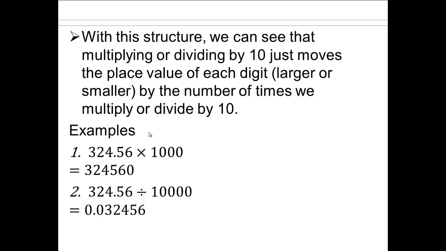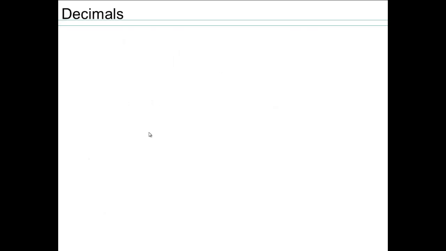So multiplying by powers of 10, like 10, 100, 1,000, makes the number big, whereas dividing by 10, 100, 1,000 is going to make the number smaller, in case you have trouble remembering which way to move the decimal.